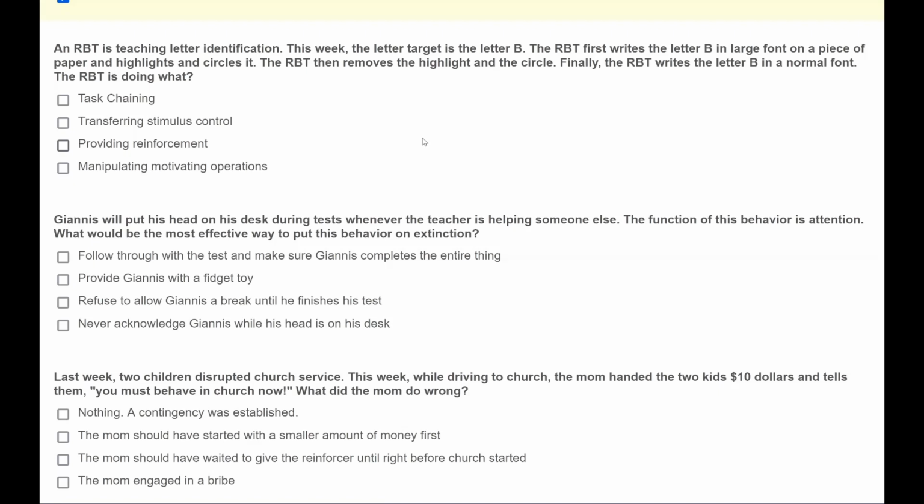And by removing prompts, we're changing what controls the behavior. First, the paper or the highlight circle in large font, then just a large font, finally the normal font. We've transferred stimulus control by fading the prompts. The RBT is B, transferring stimulus control.